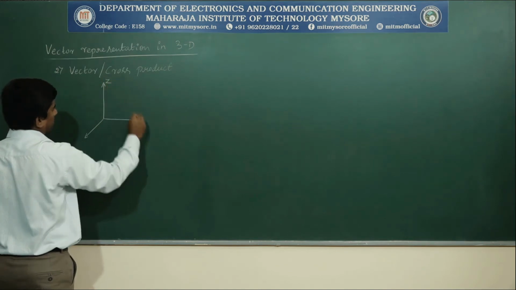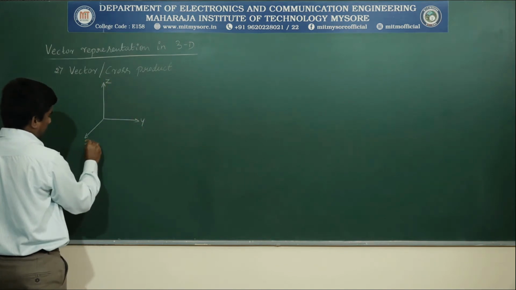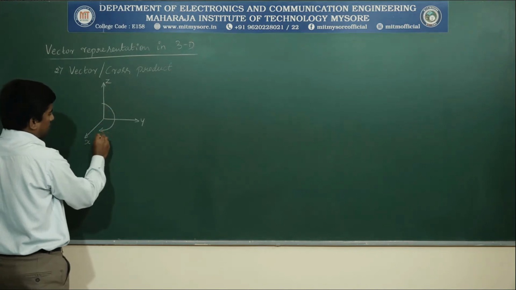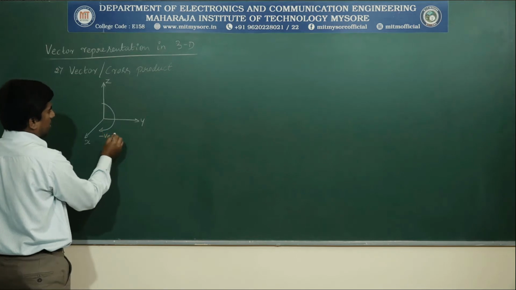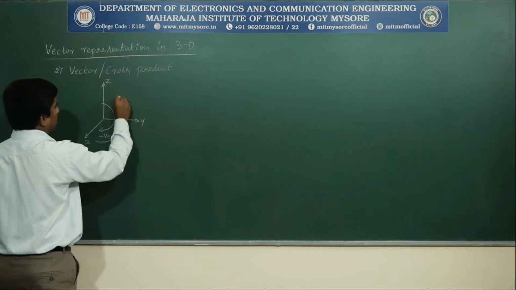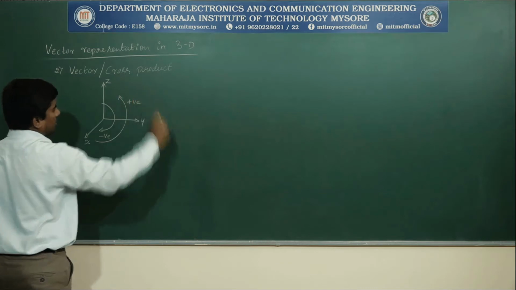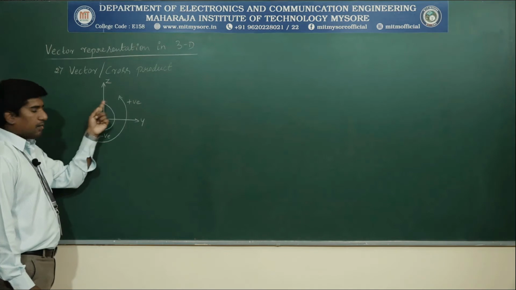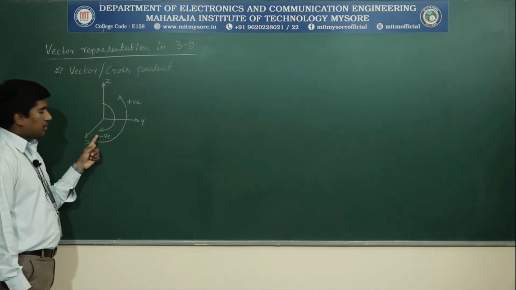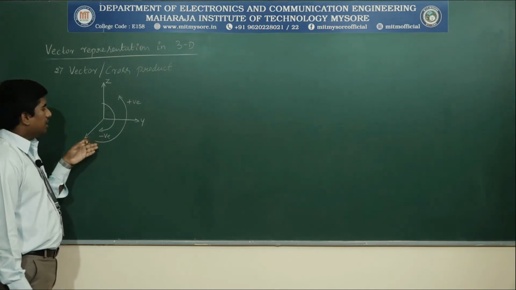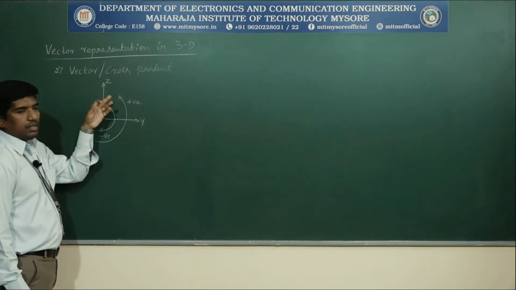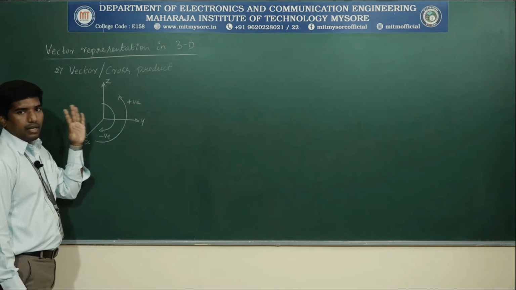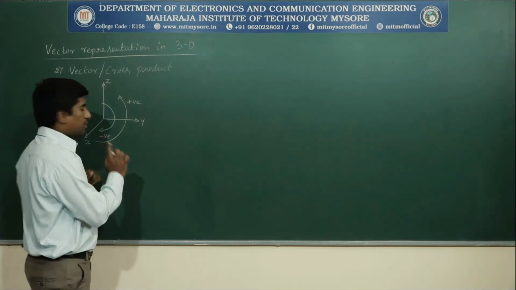This is Z, this is Y, and this is X. If the direction is clockwise, then we have to take the negative direction. If the direction is anti-clockwise, we have to take the positive direction, positive sign. So if the direction is clockwise, we need the negative sign; if anti-clockwise, we need the positive sign while performing the cross product between any two unit vectors.